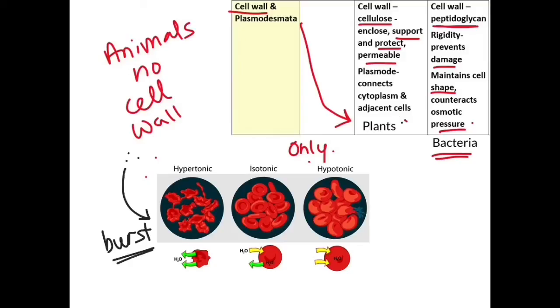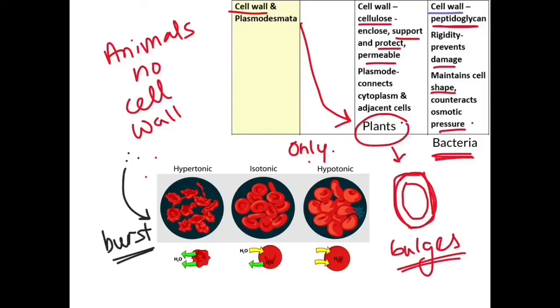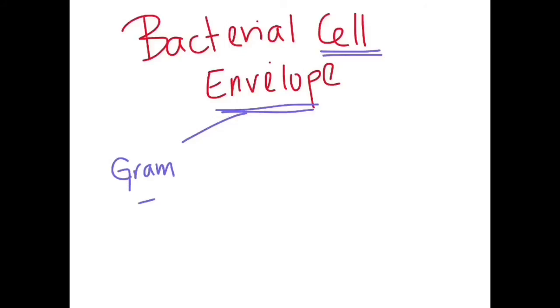Animals do not have a cell wall and it's a disadvantage. As you can see, when an animal is put into a hypotonic solution, it bursts. Whereas, plants have cell walls, so the cell just bulges. It doesn't burst. The bacterial cell wall has a little more to it.